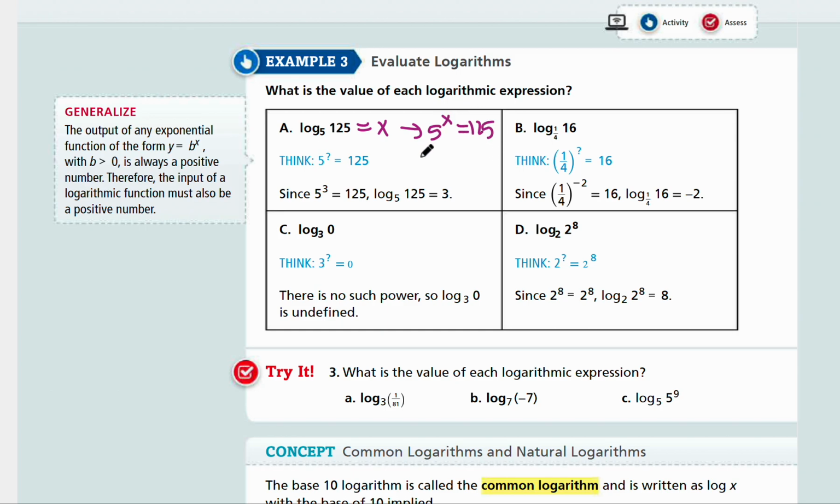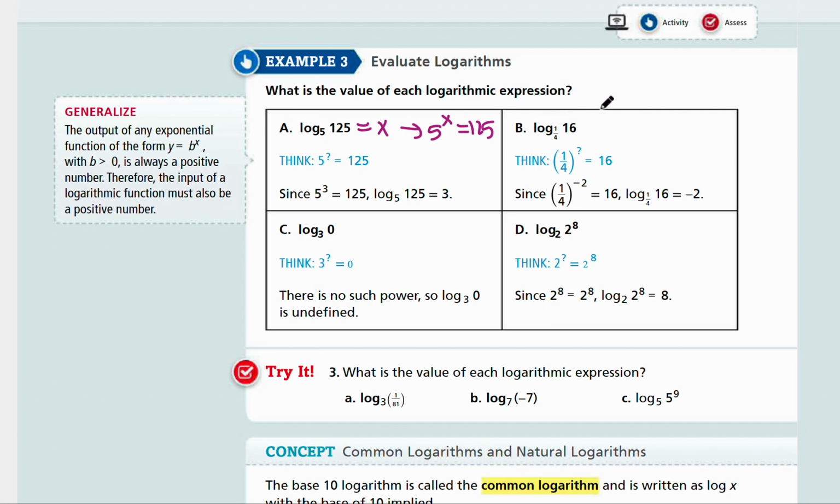So we know that 5 to the power of 3 is equal to 125, so x is 3. So log base 5 of 125 is 3. So we can change forms and solve for it as well.